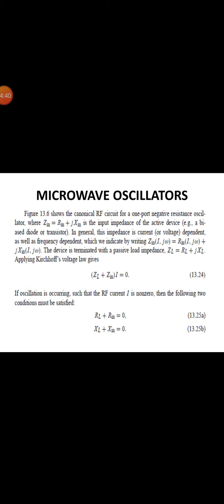YIG oscillators can be made to tune over a decade or more of bandwidth, while varactor tuned oscillators are limited to a tuning range of about an octave. YIG tuned oscillators, however, cannot be tuned as fast as varactor oscillators. And now RF oscillators.